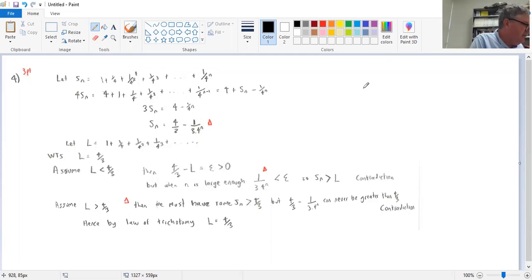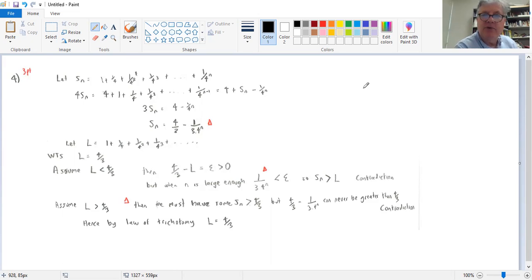Okay, going on to question number 4, which was to do the double reductio ad absurdum argument. We want to do things finitely. So let's consider the finite sum Sn going from 1 plus a quarter plus a quarter squared all the way up to a quarter to the n. The standard trick here is to multiply that by 4. So you get 4Sn on the left, and on the right you get 4 plus 1 plus a quarter squared, etc. It's 4 plus Sn if we subtract off 1 over 4 to the n.